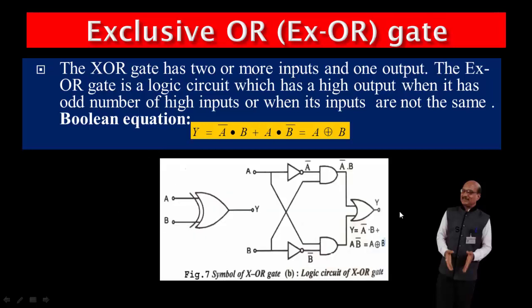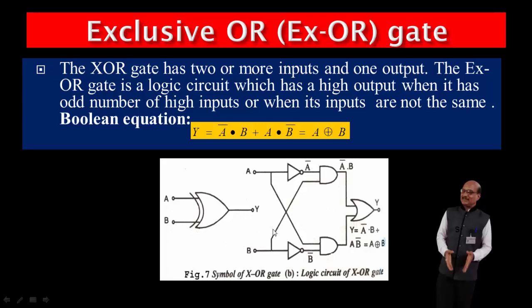Now this is again a derived gate, because this is the logic symbol for the XOR gate, but this XOR gate is constructed by using basic gates: AND, OR and NOT. So 3 basic gates are used to construct the XOR gate, and therefore this is called a derived gate.